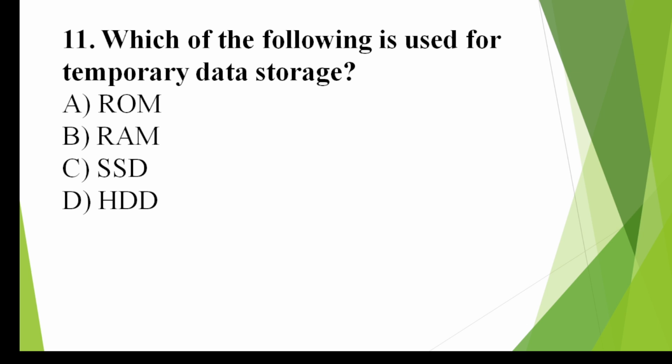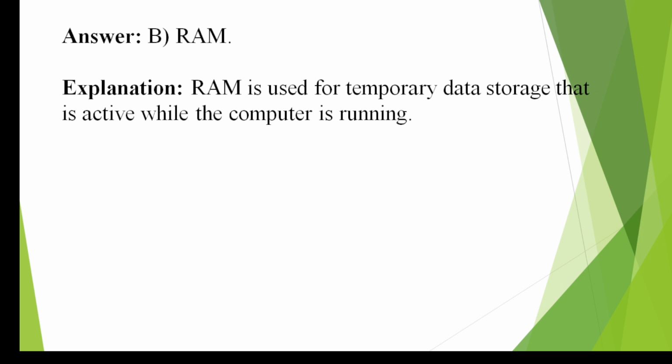Let's move to question number 11. Which of the following is used for temporary data storage? A. ROM, B. RAM, C. SSD, D. HDD. The correct answer is B. RAM, random access memory, is used for temporary data storage while the computer is running.